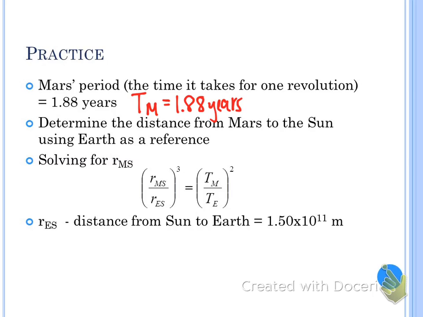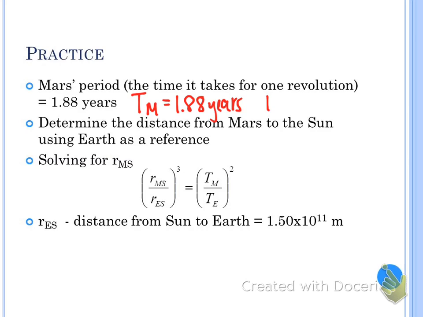Usually we want our period to be in seconds. When we're comparing values like this, as long as both of the periods are in the same unit, you can keep them in years or months or days or whatever. But for most problems, we would like t to be in seconds. However, we're going to go ahead and leave the period of Mars here in years. That means the period of the Earth needs to be in years as well.